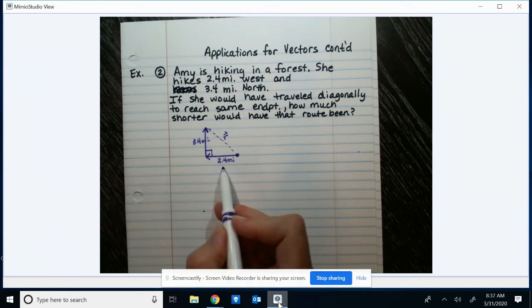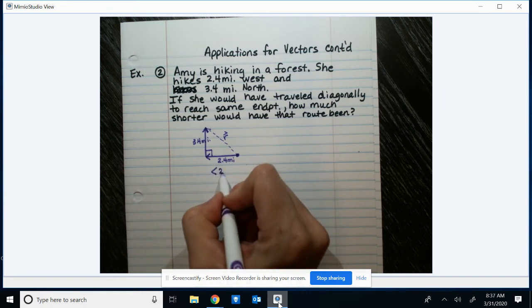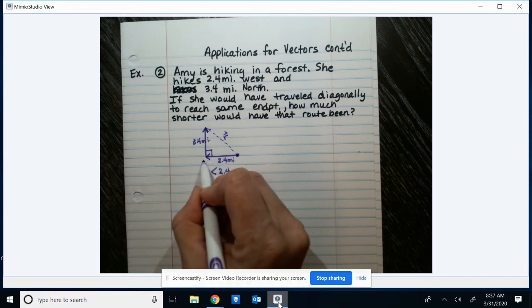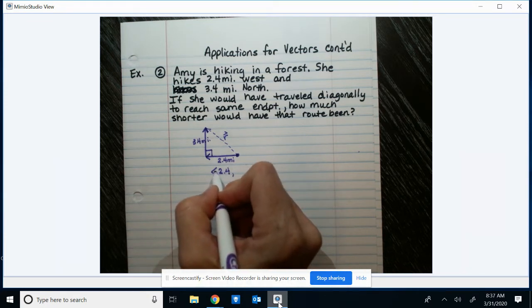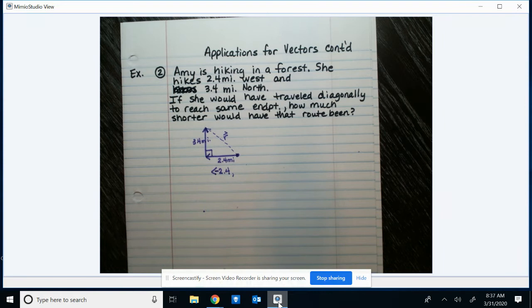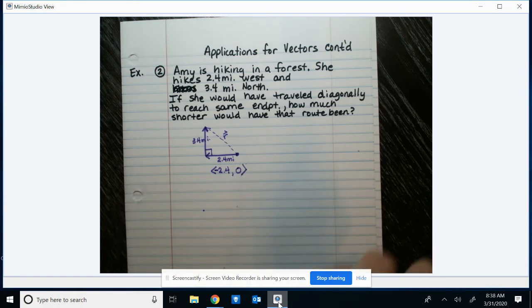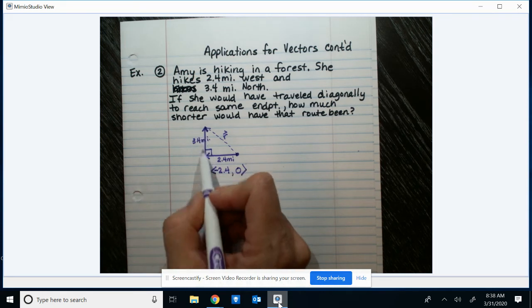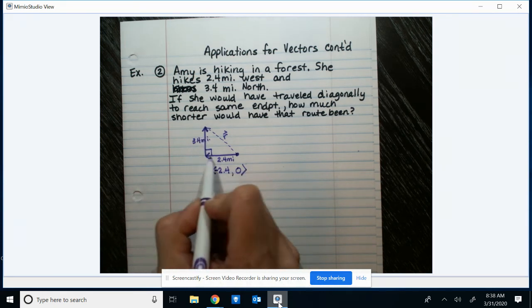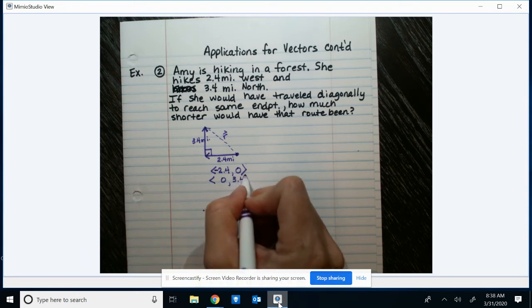Okay, so in terms of vectors, to describe my first direction as a vector, it was 2.4 miles west, so it's 2.4 to the left, so it's a negative 2.4. And then I didn't go north or south at all, so that's 0. For the second direction, when I went north, I went up 3.4, so I didn't go left or right at all. So it would be 0 and then a positive 3.4.